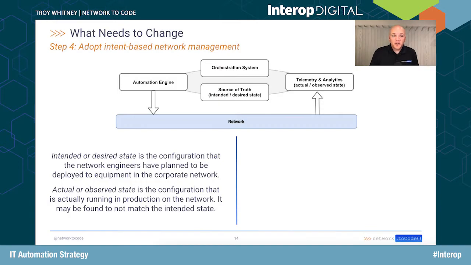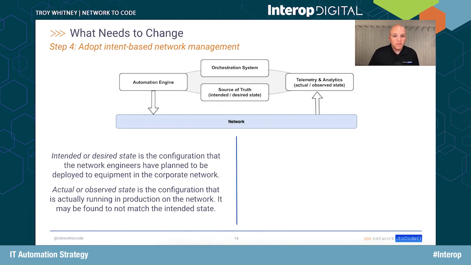Now, the next step on your network automation journey really ought to be to adopt an intent-based network management system. In a paradigm like this, we actually need to separate the intended or desired state that the engineers had planned to be deployed in the network from the actual configured state or the observed state that the telemetry and analytics system sees when it polls the network.